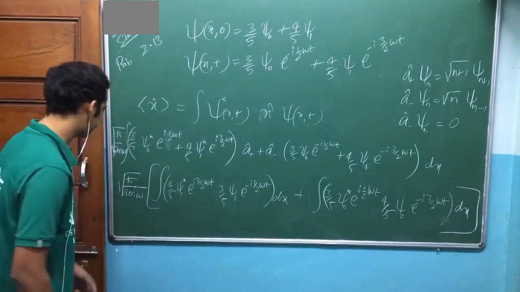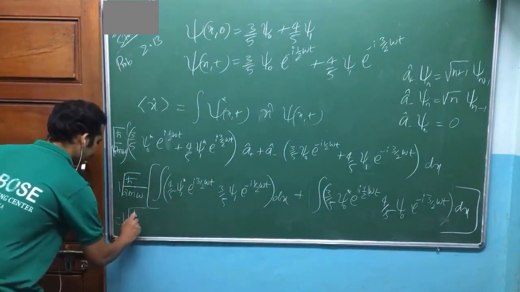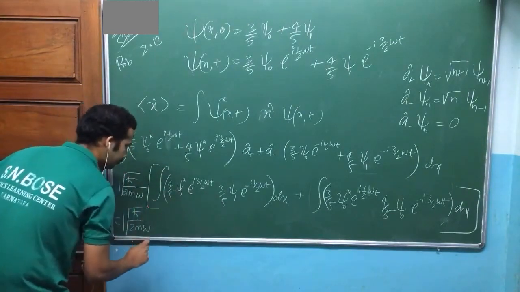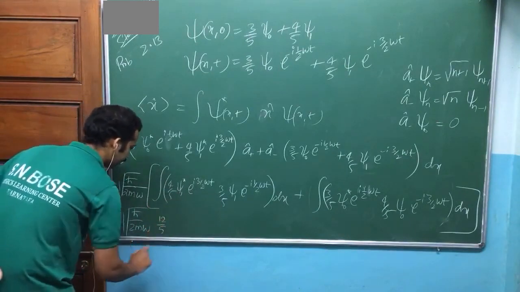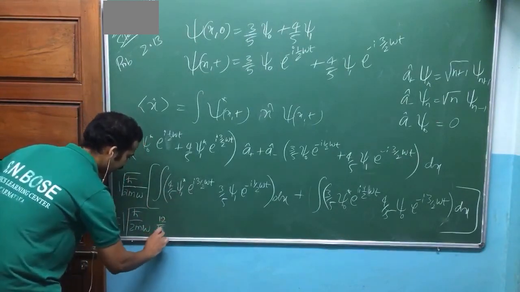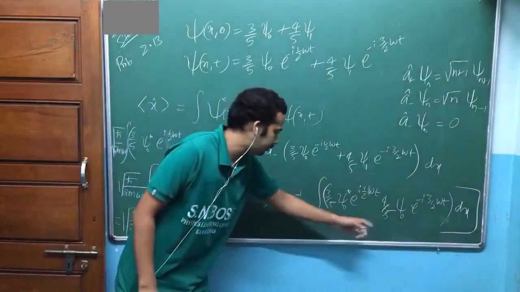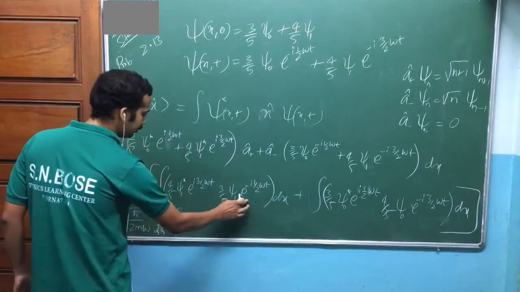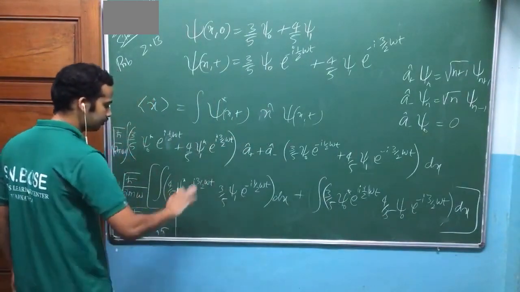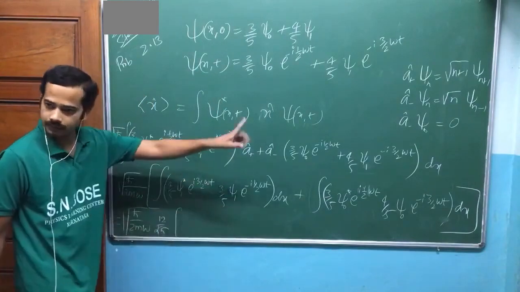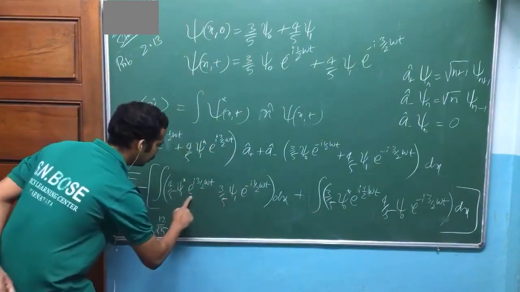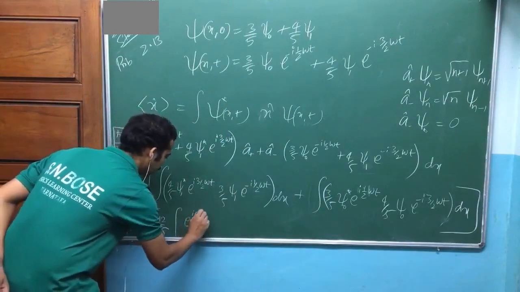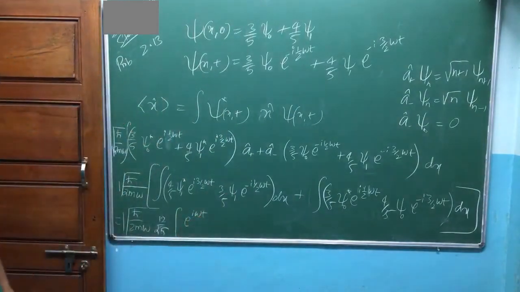So can I write the last step directly? Root of h bar by 2m omega, okay, 4 by 5 into 3 by 5. What is 4 into 3? 12 by 5. Sorry, 12 by 25. Here also 12 by 25, it is outside. Now in this one, if you take this exponential part outside, what will you get? You will get the integration of mod psi 1 square, which is equal to 1. That's why I'll take care of only the exponential part. e power 3 by 2 minus 1 by 2, e power i omega t.